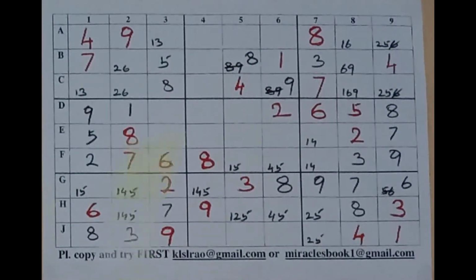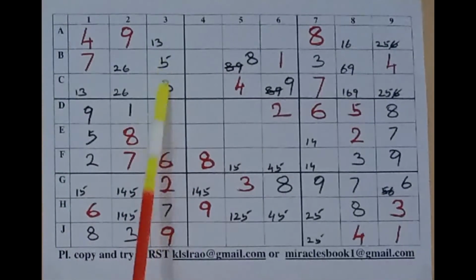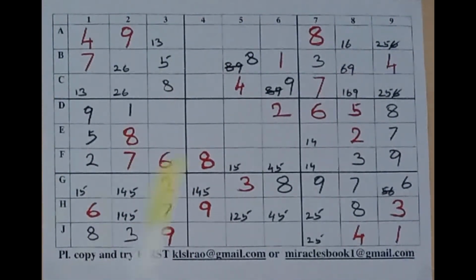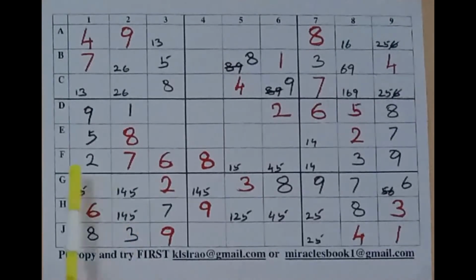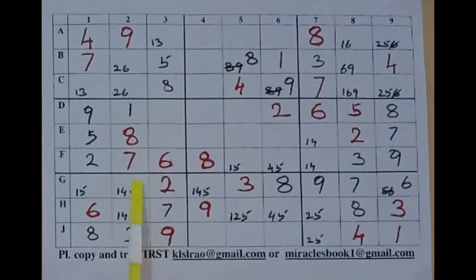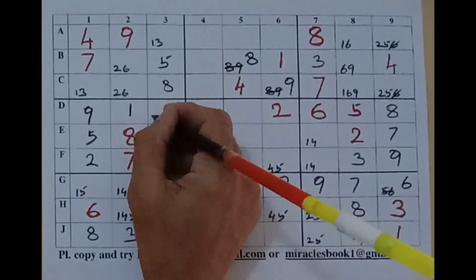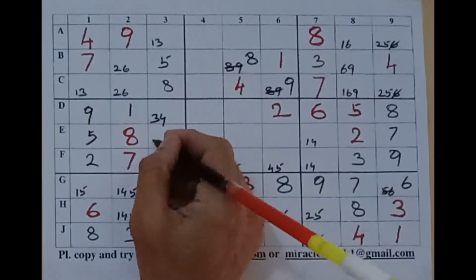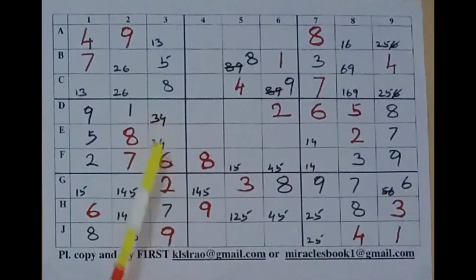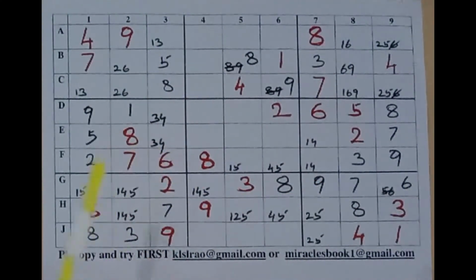Okay, now look at these two cells now. They're clearly for 3 and 4. Let us write that pair as a pair 3 and 4. Okay, 3 and 4. Of course, we know 4 has to be in one of these cells. Of course, 3 also has to be in one of these.